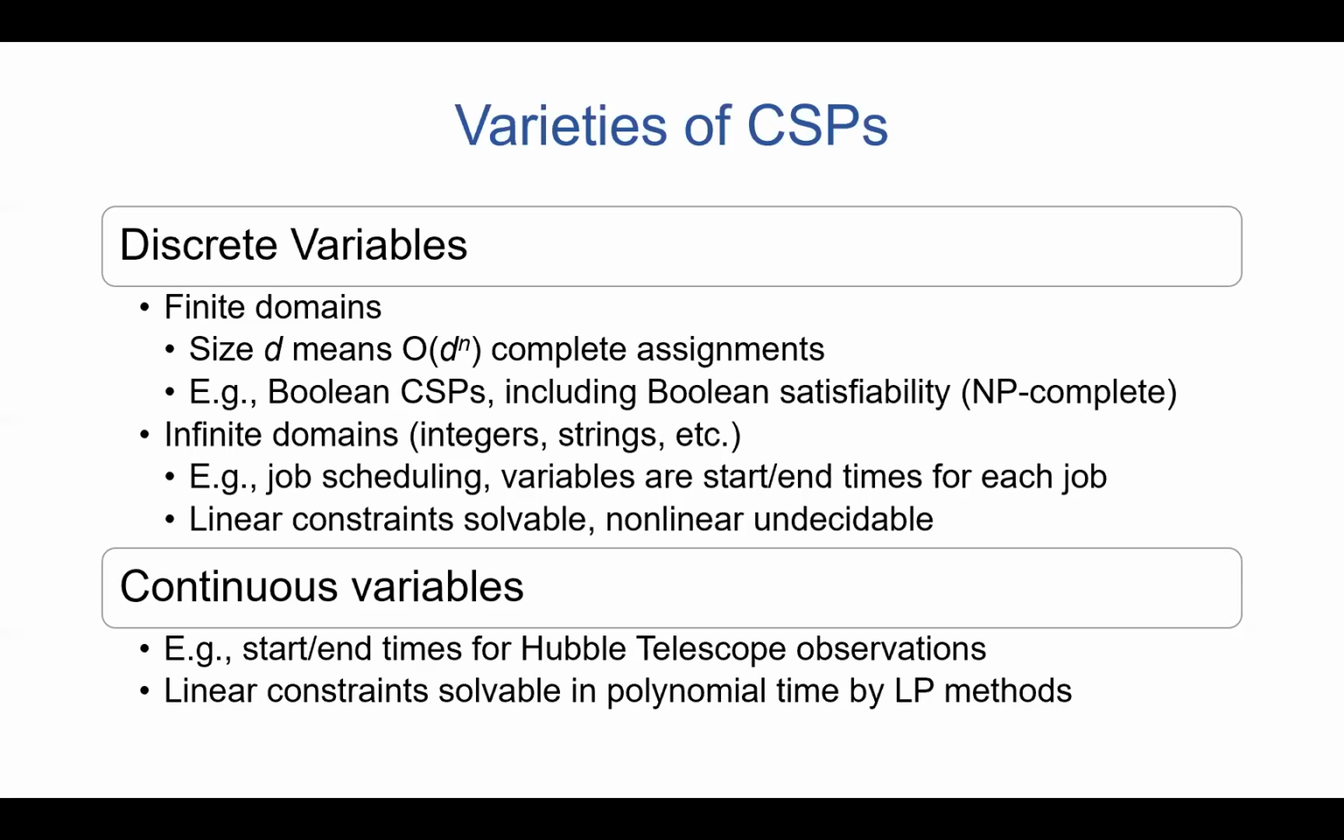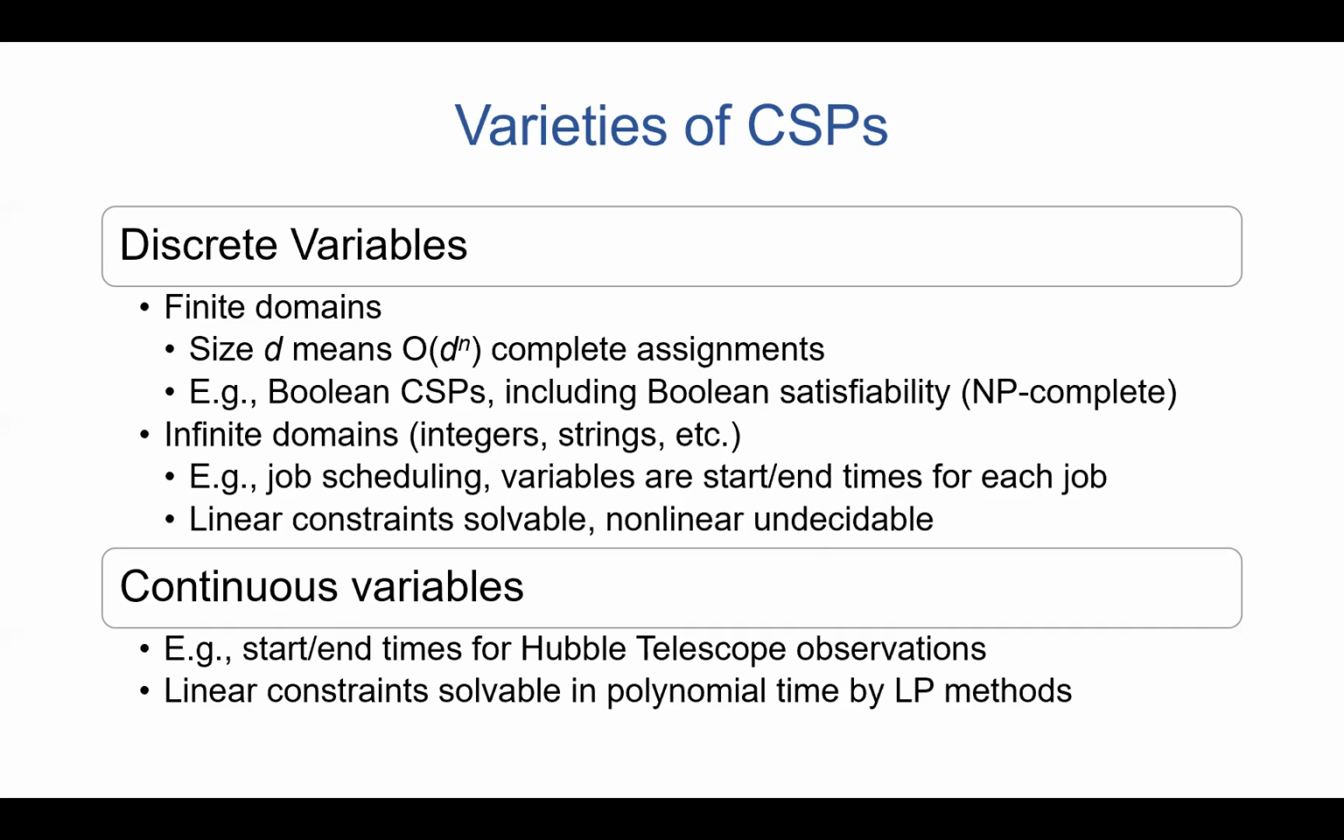Then we can have Boolean constraints in CSPs too, just like 1, 0, true, false, yes, no, etc. We can have those kinds too. Then we have infinite domains, like continuous numbers, right? We can have continuous numbers, such as job scheduling. I'll show you guys how job scheduling is solved using CSPs.